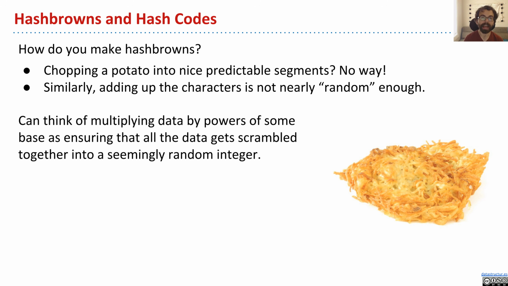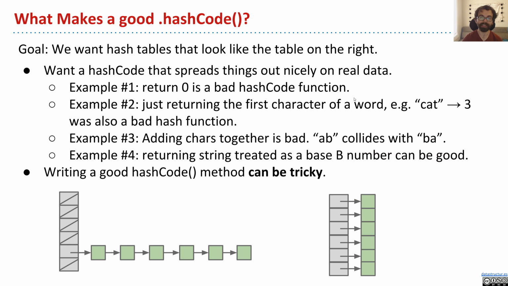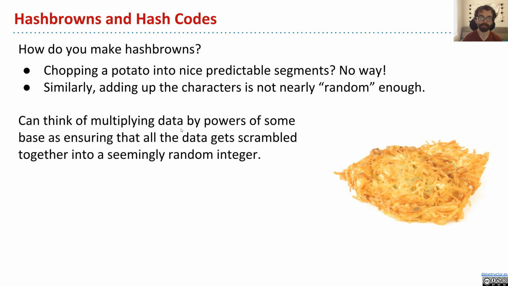So I'm going to use this analogy to kind of motivate how we write good hash codes. If you've ever had a hash brown, they look something like this. The way you make them is not cutting your potatoes into little predictable segments and then cooking them. Instead, you shred your potato into a lot of bits, you flip them all around, and you end up with this mash here, or a hash, if you will. So if you just add up all the characters, like we saw in example 3, that is not nearly random enough. Whereas if we think about multiplying our data by powers of some base, then that's a way of ensuring that all the data gets scrambled together in some vague way into a seemingly random integer.